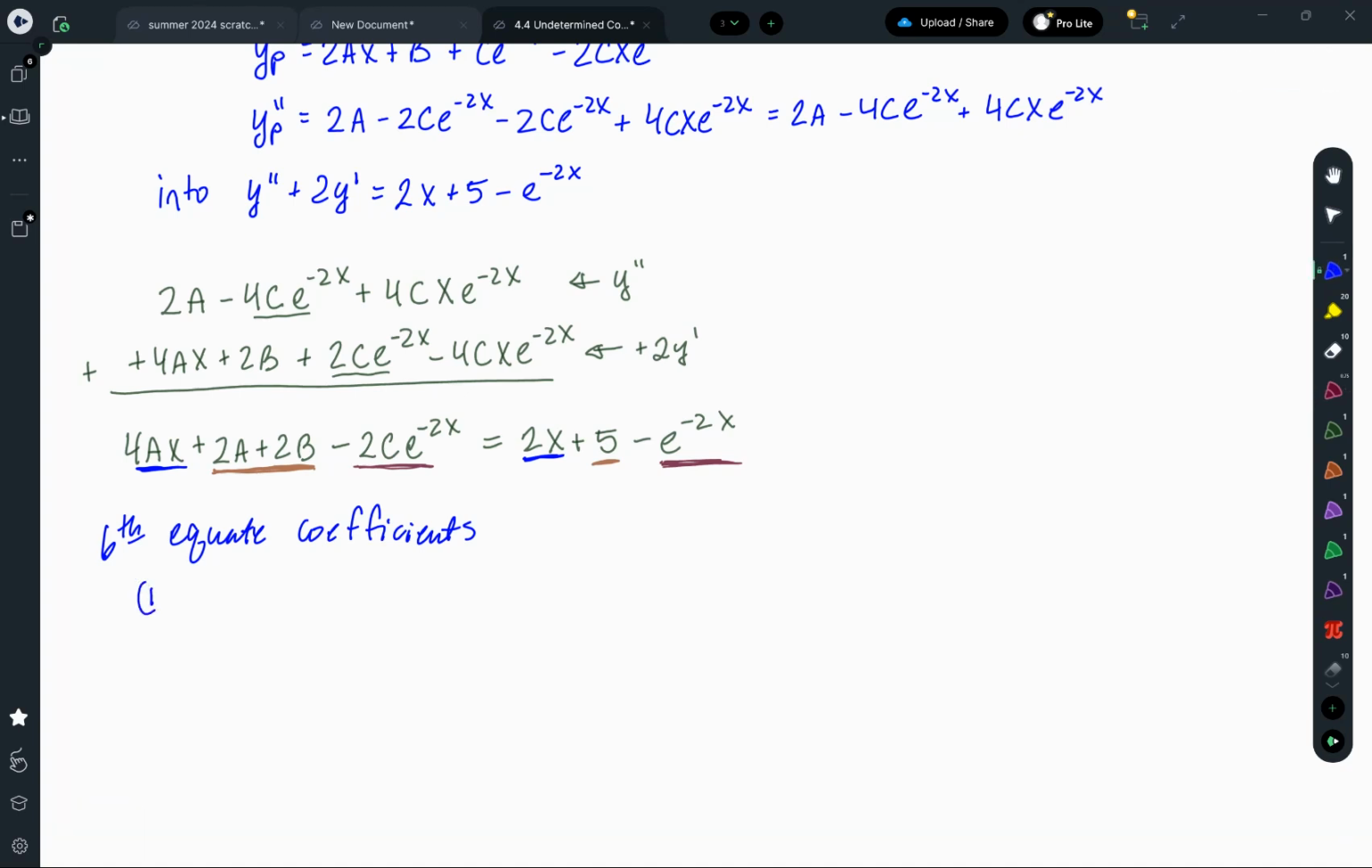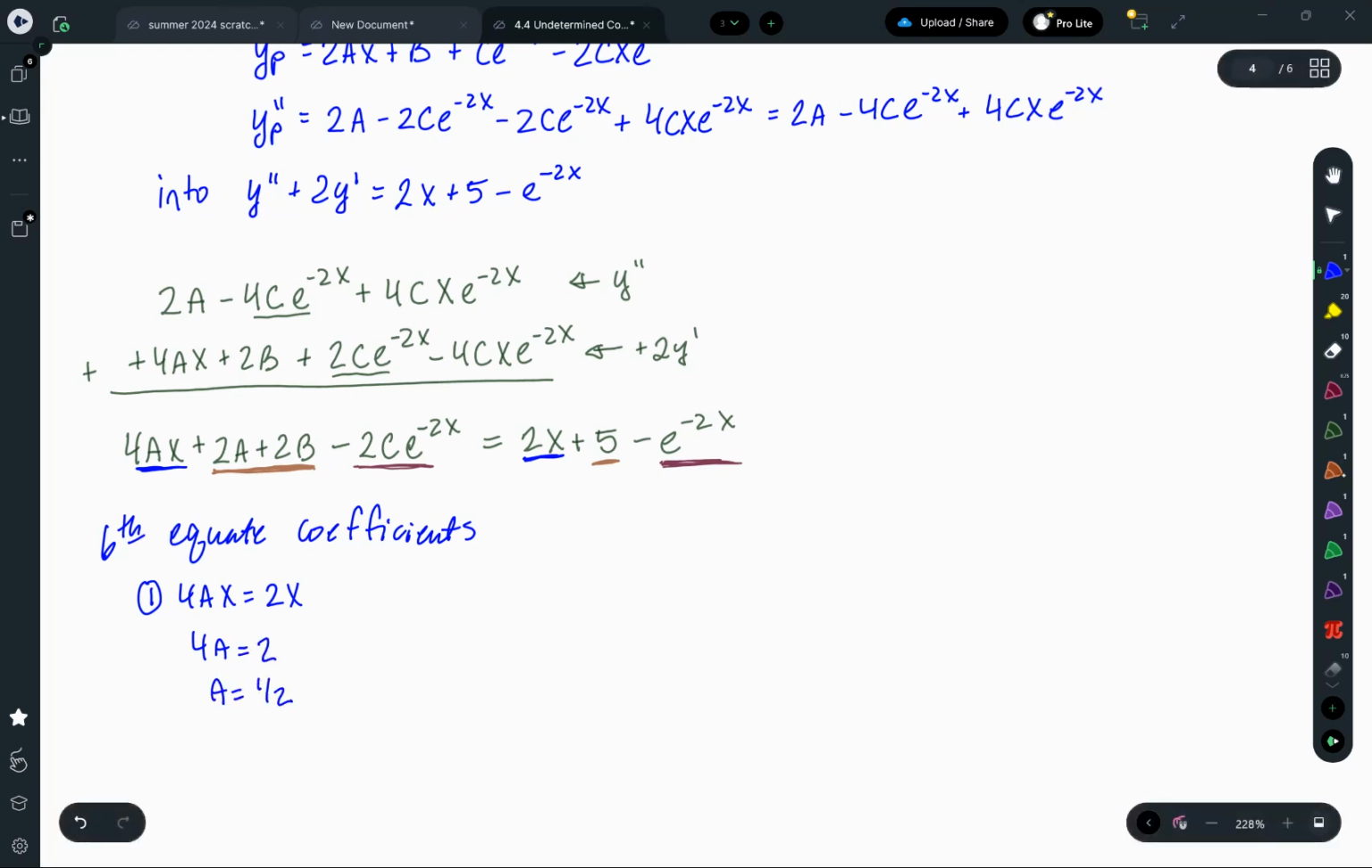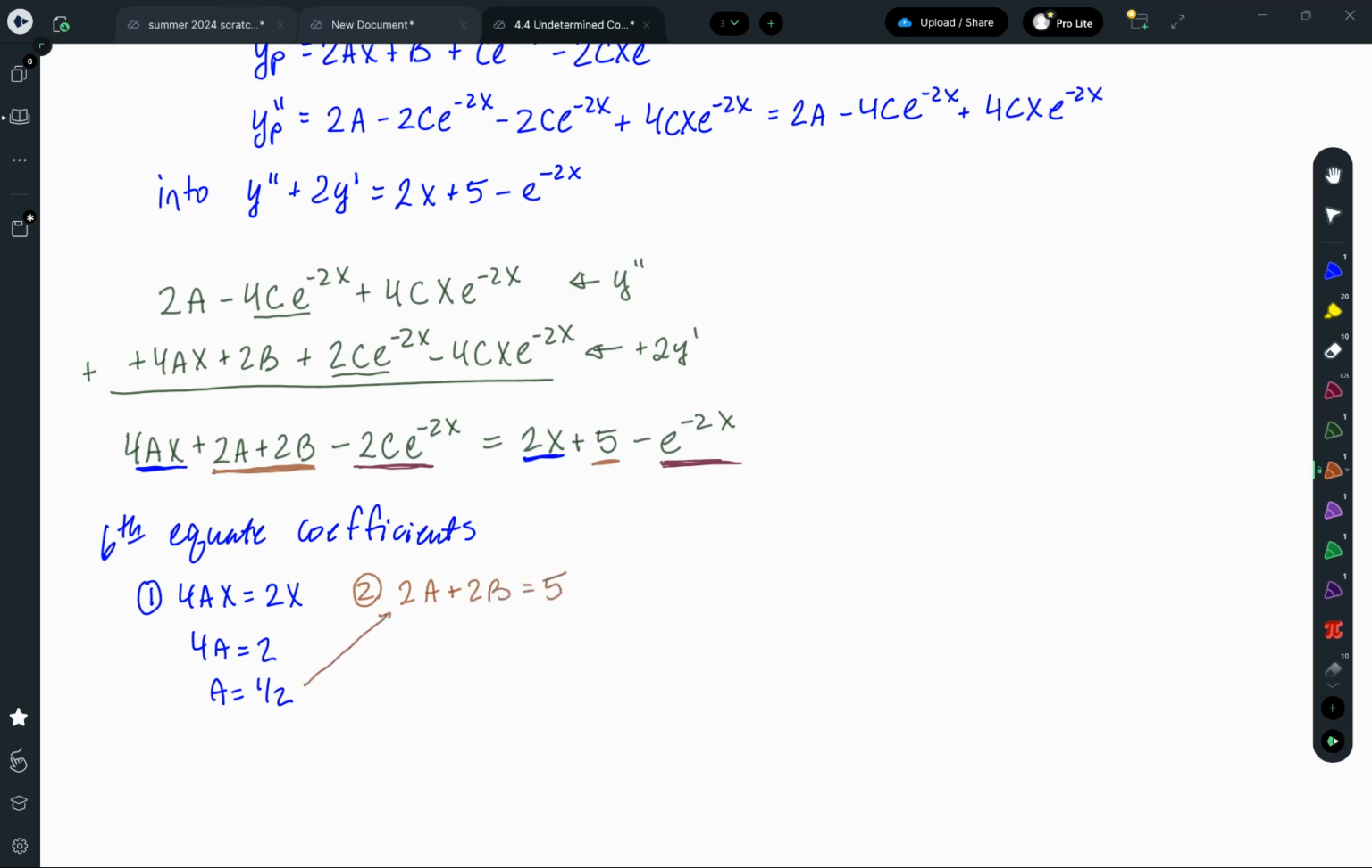So my first equation, 4ax equals 2x. The x's divide out. I have 4a is 2, and so a is 1/2. My second equation is 2a plus 2b is equal to 5. I can substitute that a is 1/2 from the first equation in. So I get 1 plus 2b equals 5. 2b is 4 and b is 2.